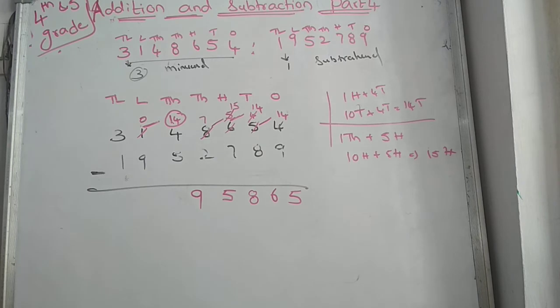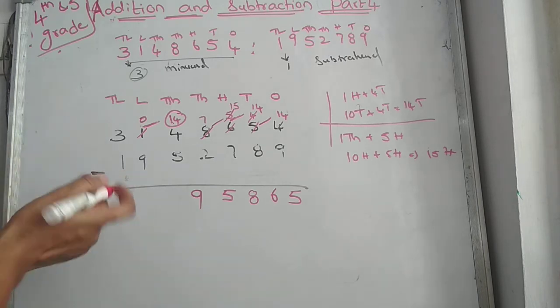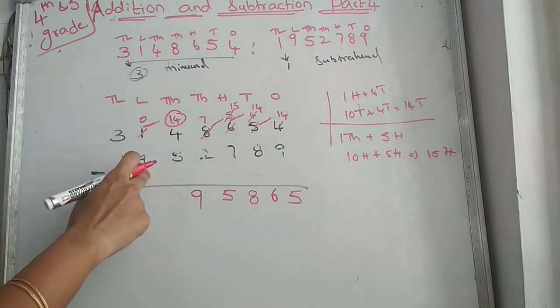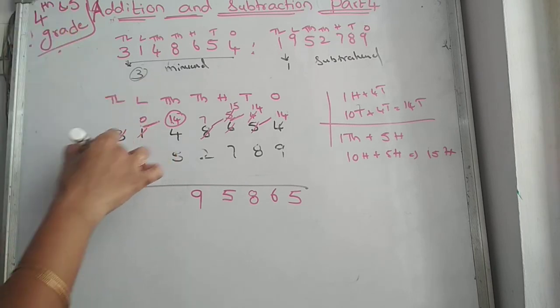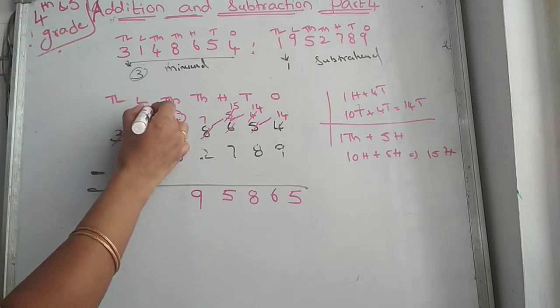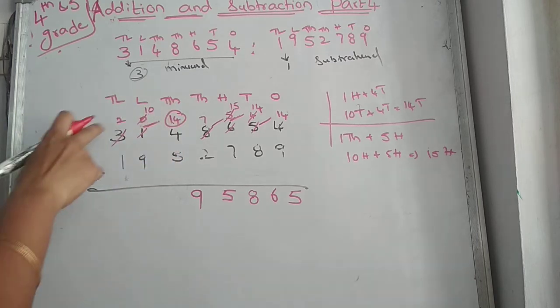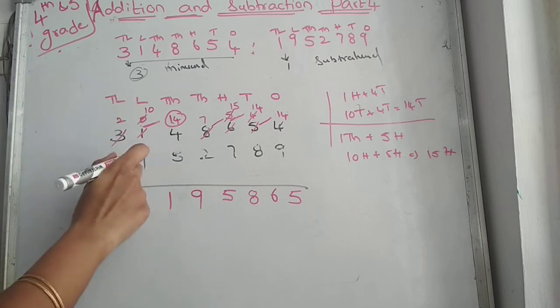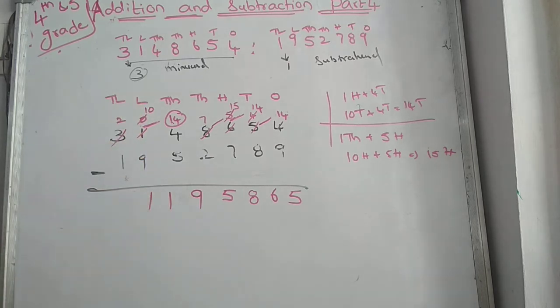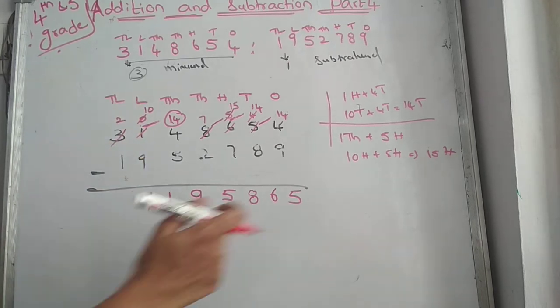Here 0. Again 0 is a small number because 9 is here, so again we will do borrowing here. The number becomes 10. Here the number will be 2. Okay, 10 minus 9 is 1, and 2 minus 1 is 1. What is the answer here? 1, 1, 9, 5, 8, 6, 5.